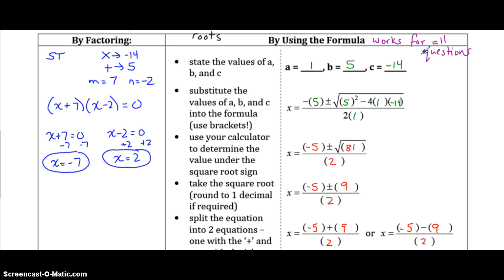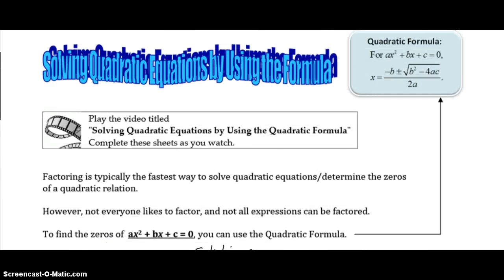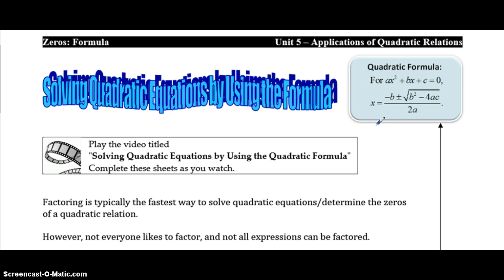And factoring only works for some of them. So again, this is called the quadratic formula, and what it does is that it solves the equation, which means determines the zeros, or the x-intercepts or the roots. So it's the solutions to the equation, or it's the zeros to this parabola right there if you were to graph it.